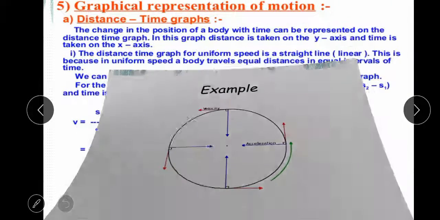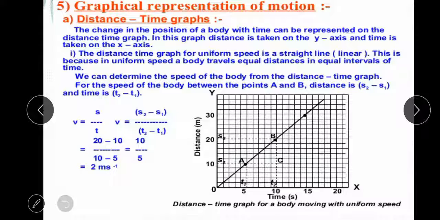Now, we will discuss the graphical representation of motion. First graph, the distance time graph. In the distance time graph, we take distance on the y-axis and time on the x-axis. The distance time graph for uniform speed is a straight line. This is because in uniform speed a body travels equal distances in equal intervals of time.